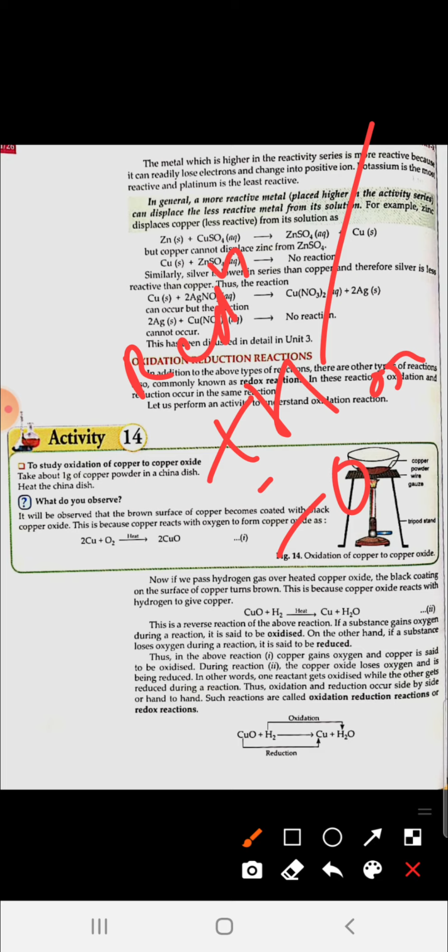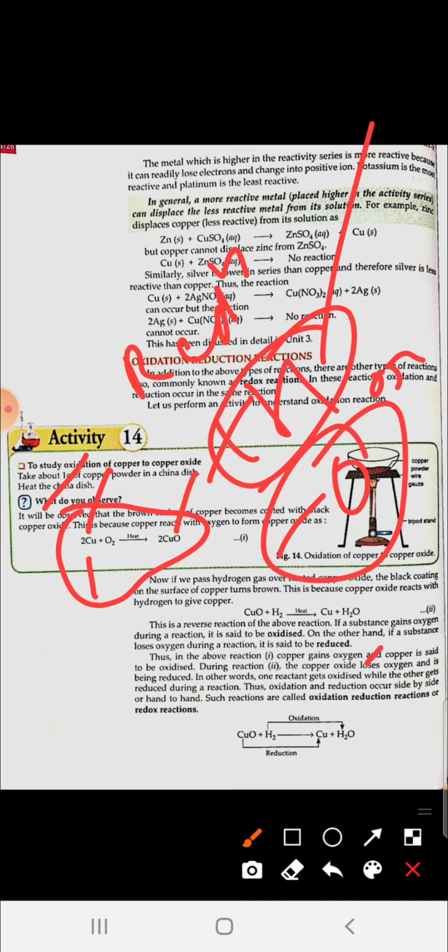So oxidation and reductions are there. Now a substance of which we are doing oxidation, that particular substance is said to be oxidized. Like here, copper gains oxygen to form copper oxide, so we can say that copper is oxidized. Or a substance which is losing oxygen or gaining hydrogen, we can say it is reduced.